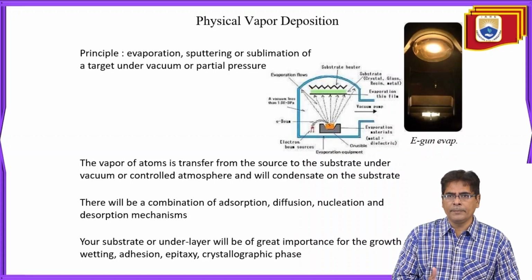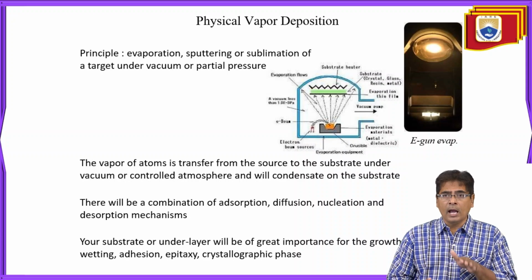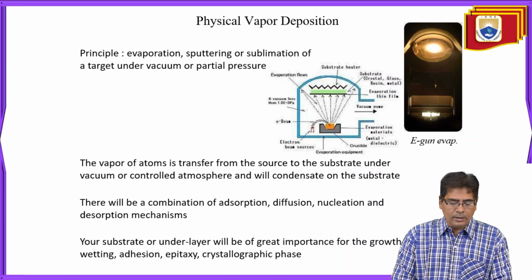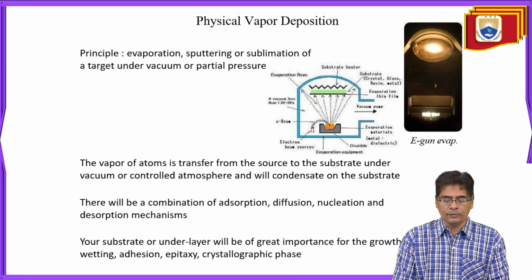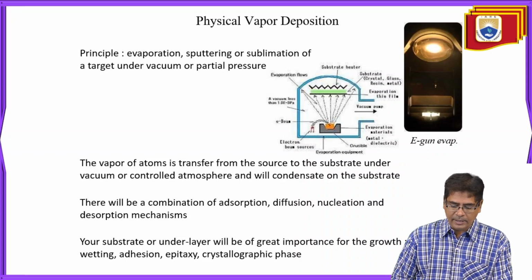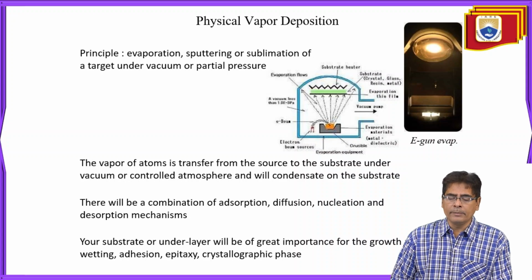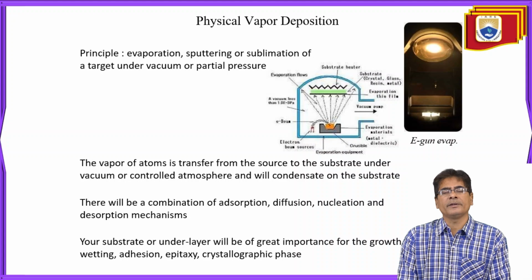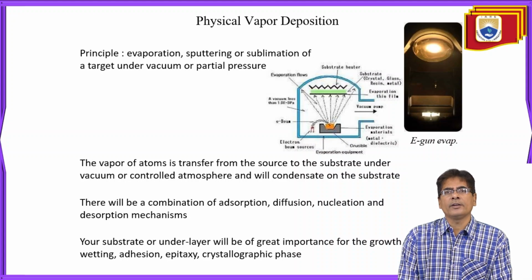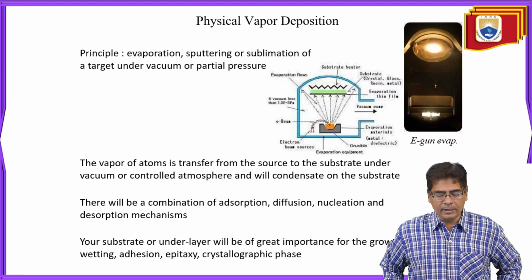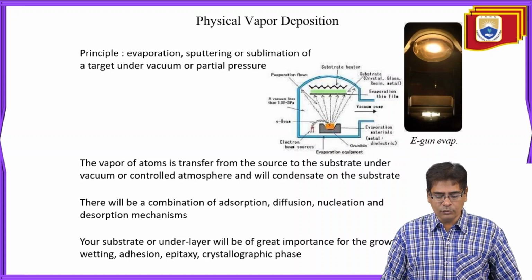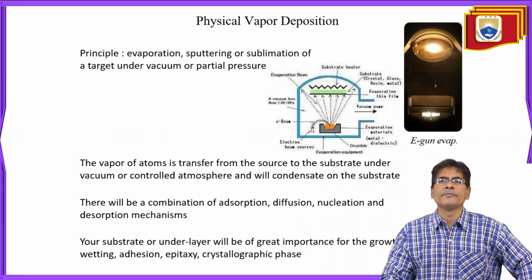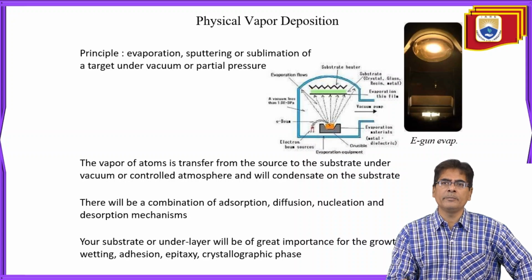The metal has to deposit and be adsorbed on that particular surface. After it adsorbs on the surface, then it nucleates, right? Your substrate or underlayer will be of great importance for the growth. Wetting, adhesion, epitaxy, crystallographic grade, all these are to be maintained, right? So the principle of physical vapor deposition is evaporation, sputtering, or sublimation of a target under vacuum or partial pressure. The vapor of atoms is transferred from the source to the substrate under vacuum or controlled atmosphere and will condense on the substrate, right? So this is how physical vapor deposition takes place.